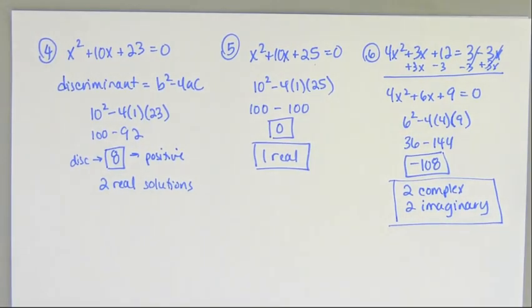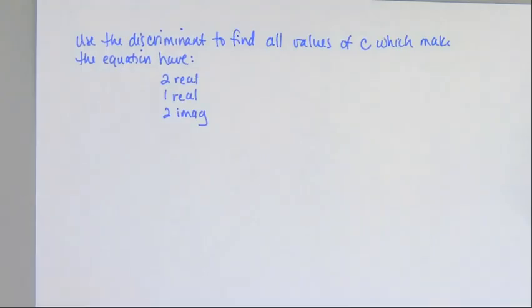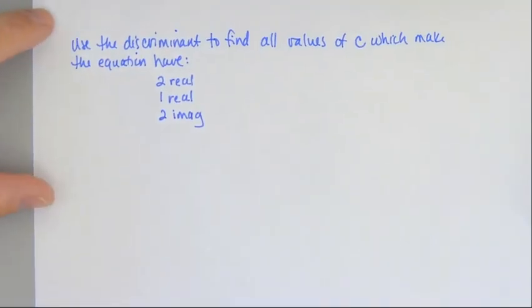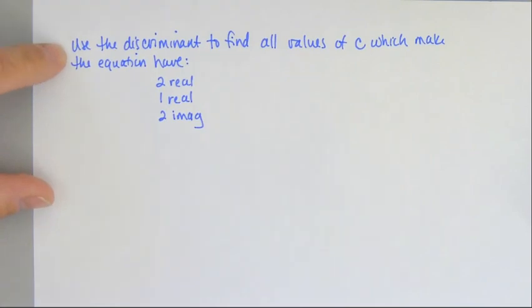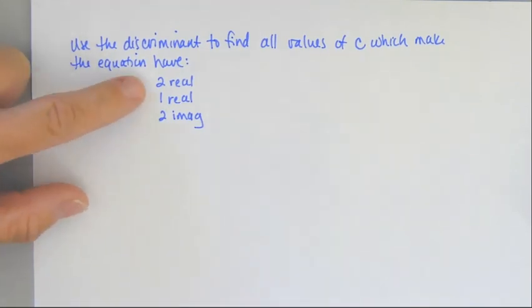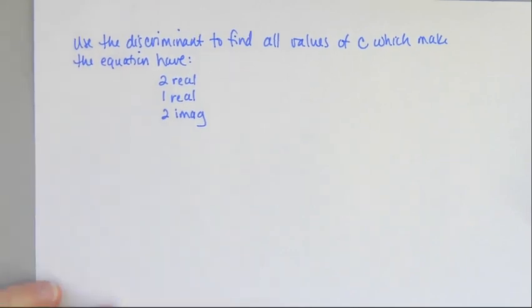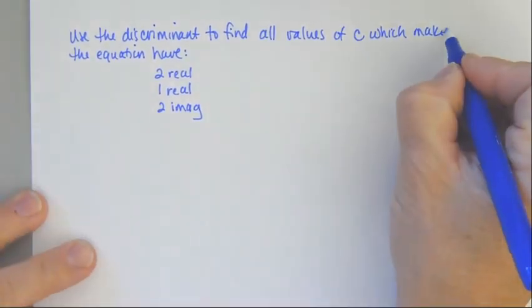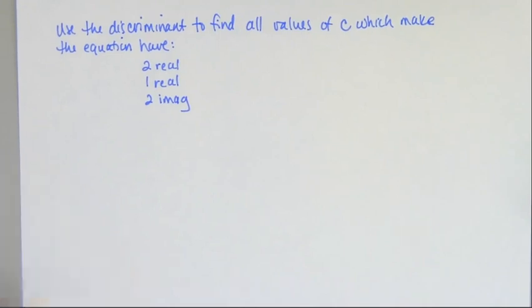All right, I've got one more thing for us to try here. So here are our directions. We're going to use the discriminant to find all the values of c which make the equation have 2 real, 1 real, and 2 imaginary solutions. So I'm asking you to do 3 different things here.